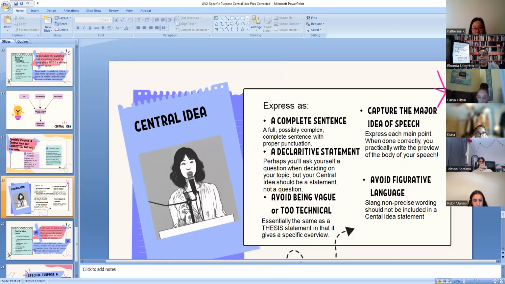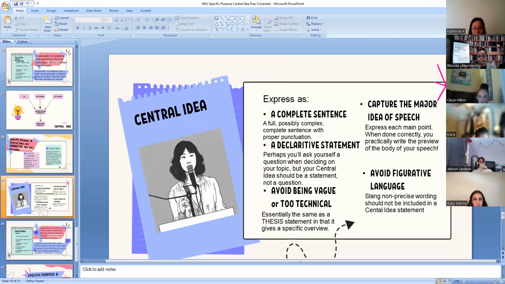The criteria for central ideas: they must be in complete sentences. A full, possibly complex, complete sentence with proper punctuation. It must be a declarative statement, meaning it cannot be a question. You need to avoid being too vague or too technical.